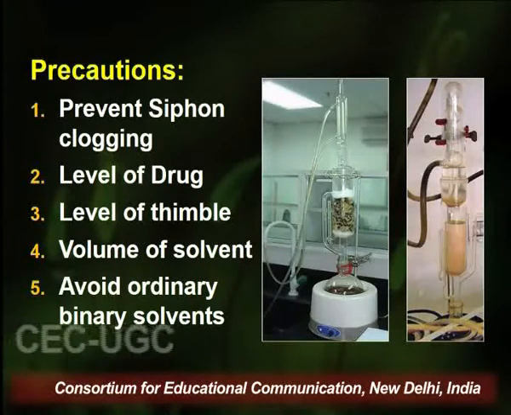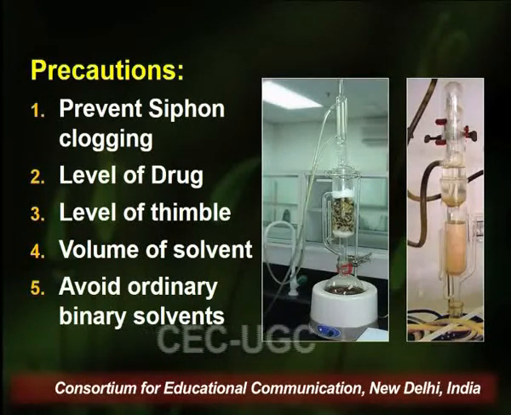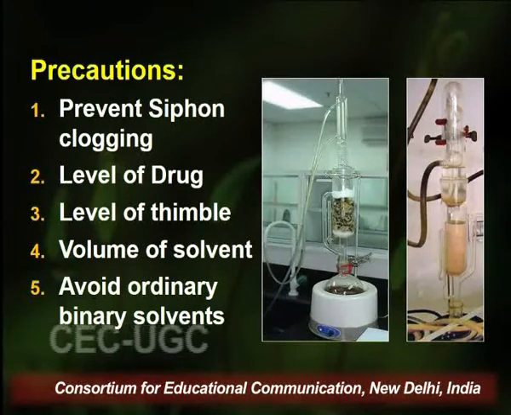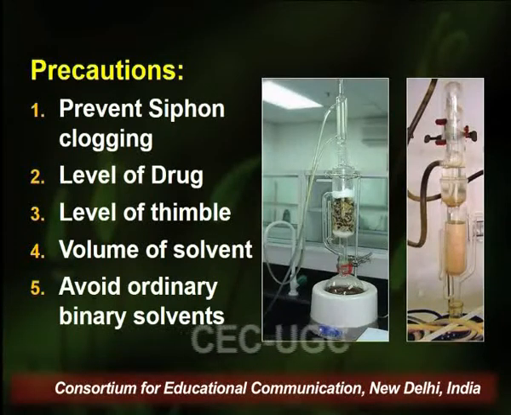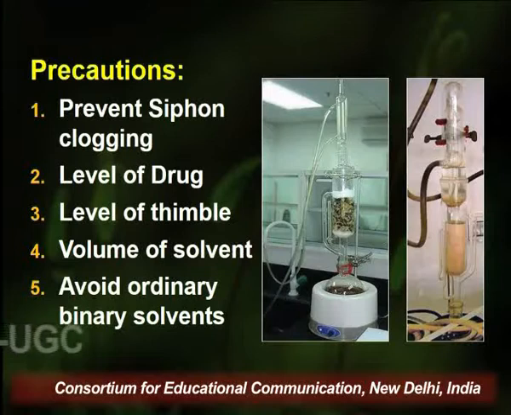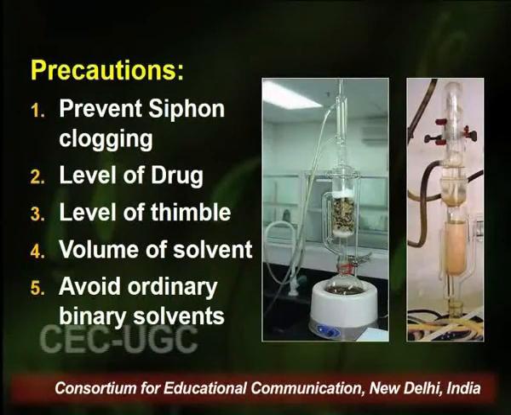One has to be very careful while packing the extractor. The level of the drug should be below the siphon bend that is present on the left side of the extractor. Why? Because as soon as the level of the solvent reaches the bend, immediately the solvent will trickle down from the siphon tube back into the RBF.